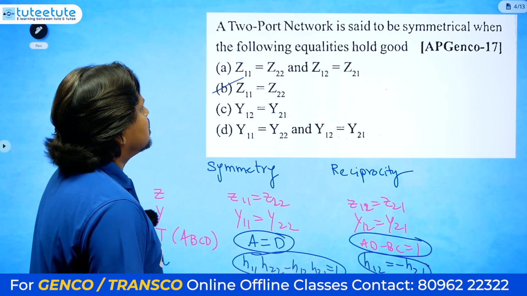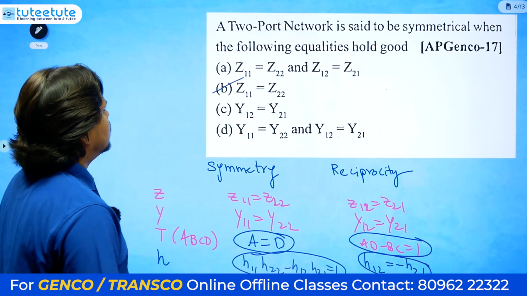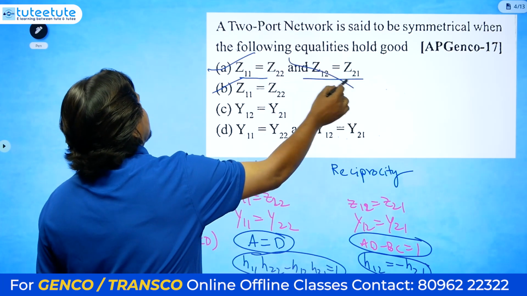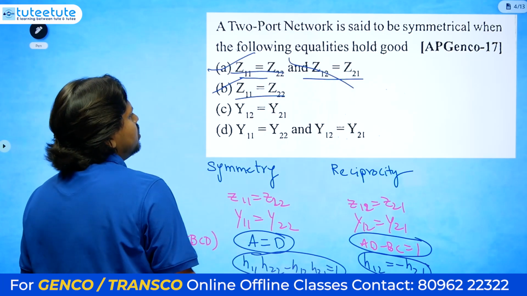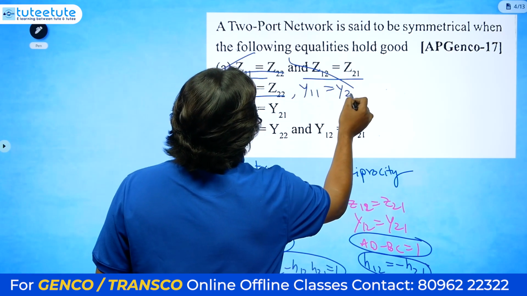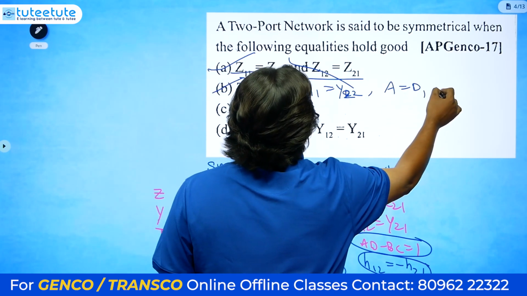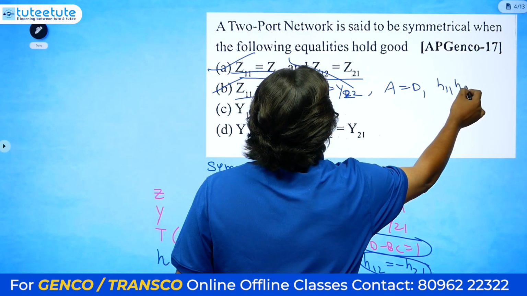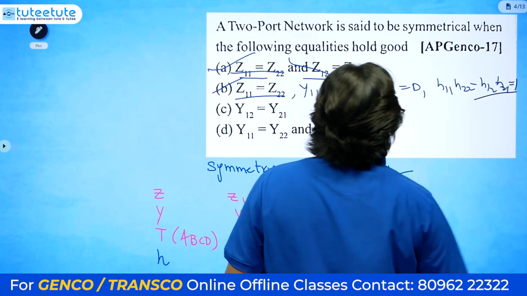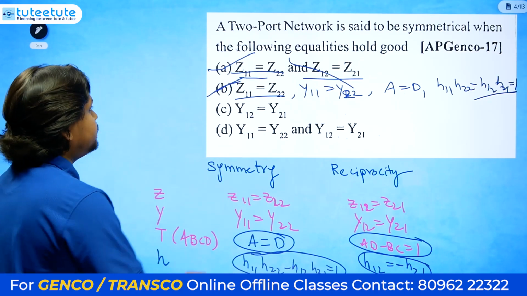symmetry and reciprocity. The two-port network is said to be symmetrical when the following equalities hold good. Z11 and Z22, these two conditions they have given. No need of both, only one condition is enough. Similarly, if Y11 equals Y22, otherwise A equals D, otherwise H11 into H22 minus H12 into H21 equals 1. Any one condition, that is correct. So this option is correct.